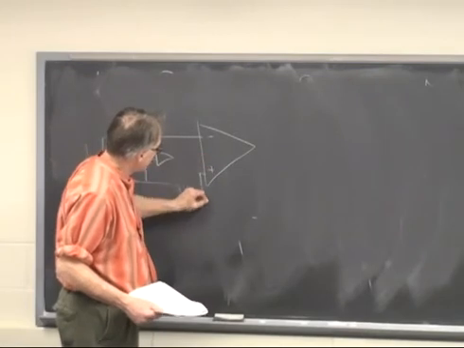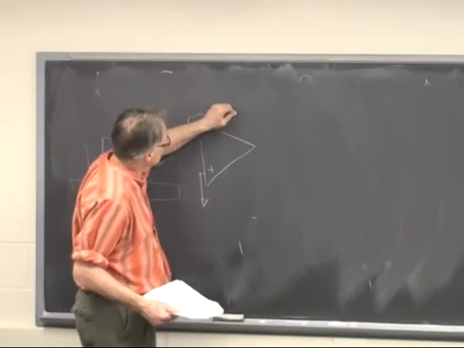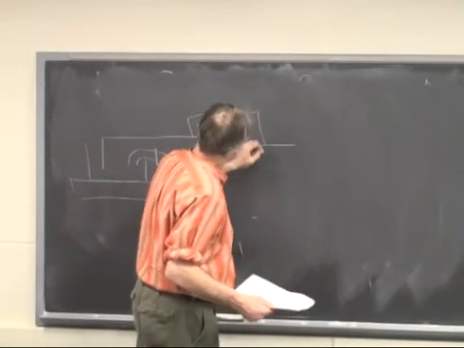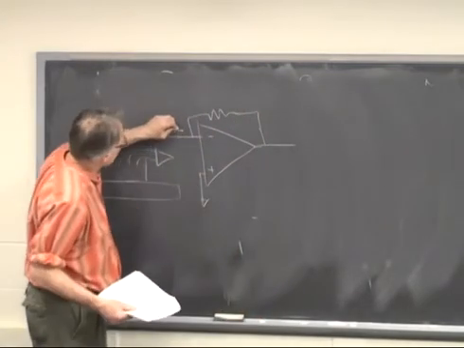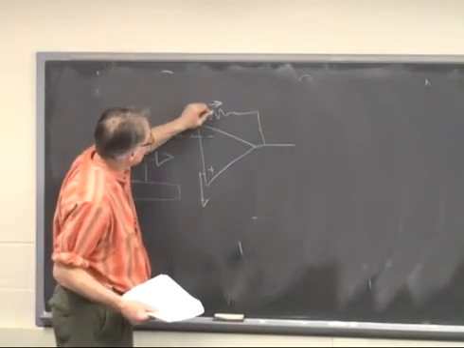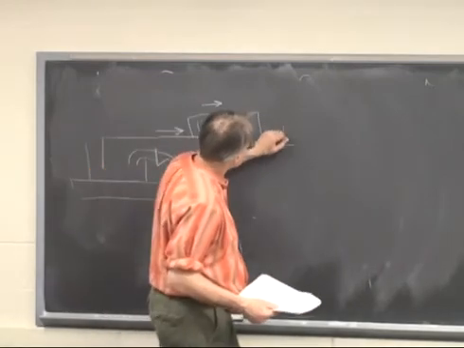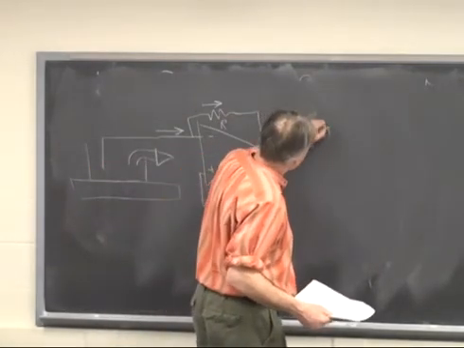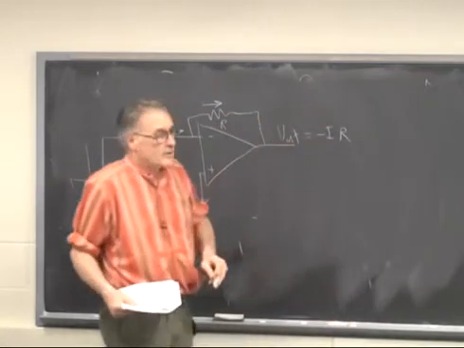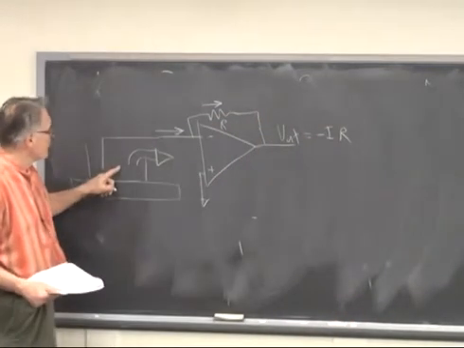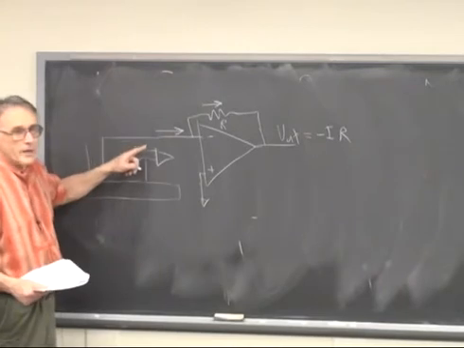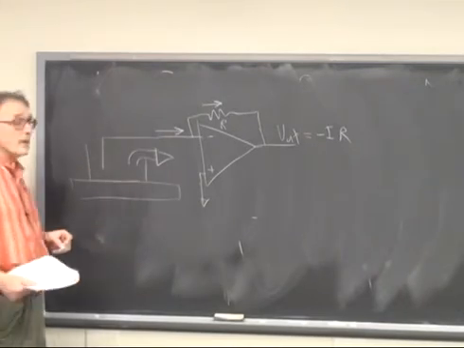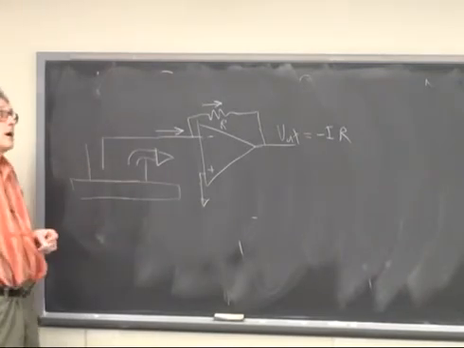The positive lead is grounded, and there's a resistor in the feedback. So any current through here becomes a current through here. So we get a V out, which is equal to minus I times R. So we can immediately determine the amount of current flowing into the ground line. That becomes important.